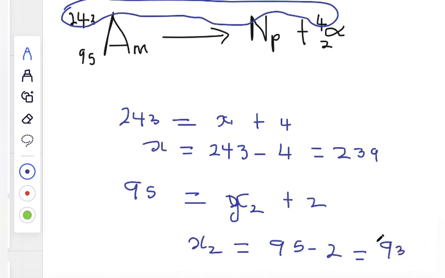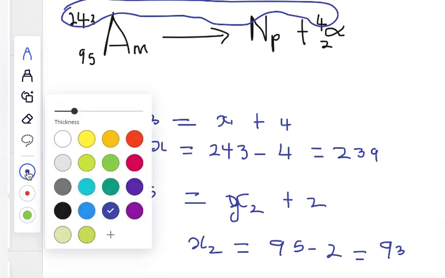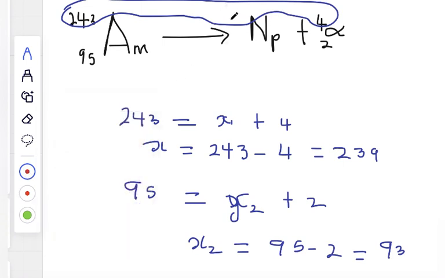So now that we found the mass number and the atomic number for this, we simply put them here. So here is 239. In exam, this type of question you get 3 marks or 4 marks. Here is 239, and you must show your working if it's a theoretical question. And here is 93. You must show how you get the numbers.